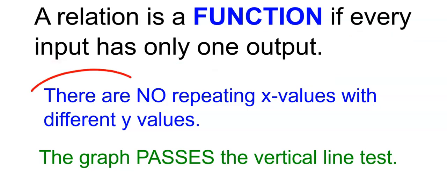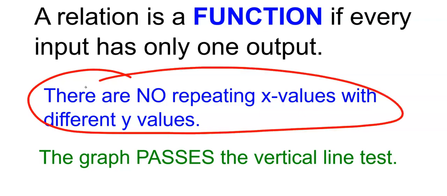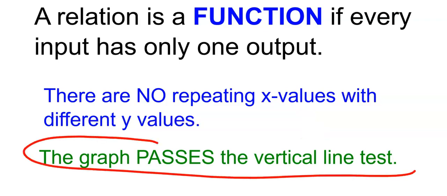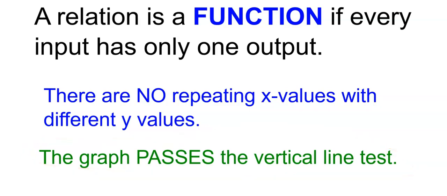If you would like, you could describe the table as having no repeating x values with different y values, but if you leave this off and just say it has no repeating x values, you're going to get it marked wrong. If it's a graph, you could also use this phrase. It passes the vertical line test, which is how we check for repeating x values. Let's take a look at some examples.